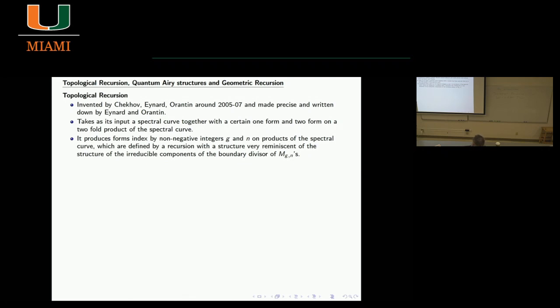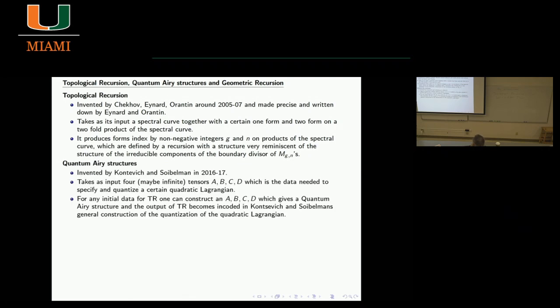So in parallel, in 2016 to 17, Kontsevich and Soibelman invented quantum Airy structures. It takes as input these A, B, C, D tensors, which is the data they need to define and quantize a quadratic Lagrangian. Maxime talked a little bit about it. He talked a lot about it last week, and a little bit about it this time here. And for any initial data for TR, one can construct these ABCDs and get a quantum Airy structure. And the output of TR is now encoded in Kontsevich and Soibelman's general construction of the quantization of this quadratic Lagrangian.